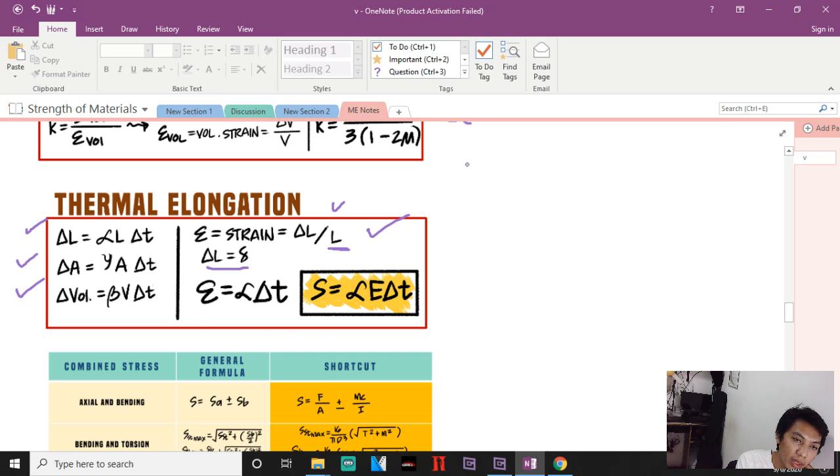Now, tignan nyo ito. Ito yung mnemonics ha: kapag mainit daw, you eat. Alpha yan. Kapag mainit or thermal elongation, mainit, you eat. Now, kapag mainit naman sa labas, you sit. You take your seat.